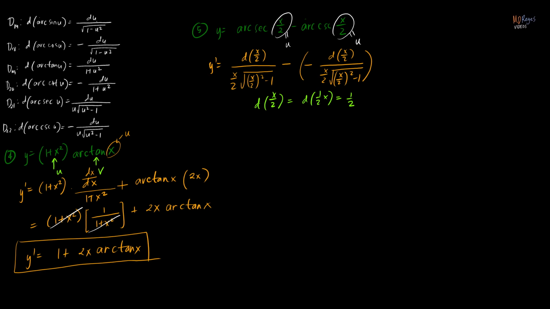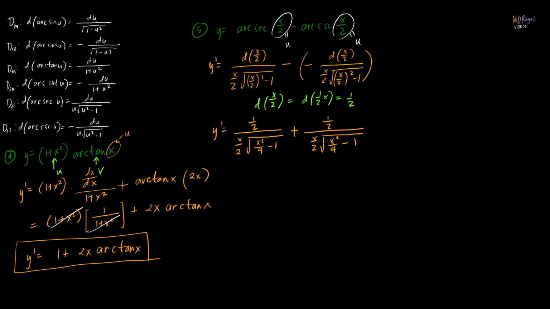Going back to y prime, the numerator is 1/2 over x over 2 times the square root of (x over 2) squared minus 1, which is just the square root of x squared over 4 minus 1. So minus negative, so plus in the second term. The derivative of the numerator is again 1/2 over x over 2 times the square root of x squared over 4 minus 1.